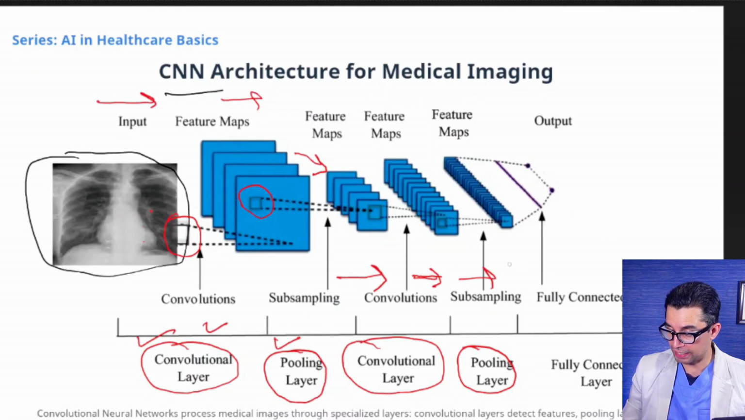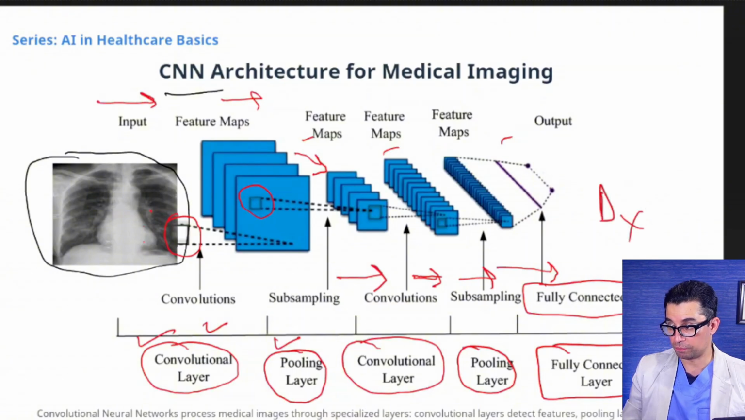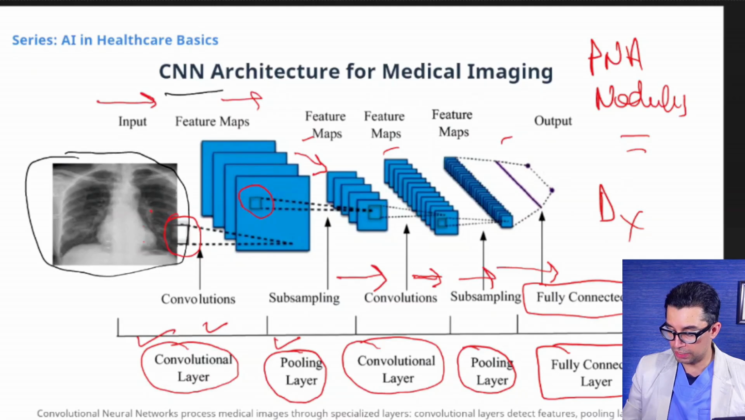And finally, at the end is something called the fully connected layer. Now, the fully connected layer combines all the detected features to make the final diagnostic decision, such as identifying, let's say, pneumonia, nodules, anything else. So this is the basic mechanism by which it works.